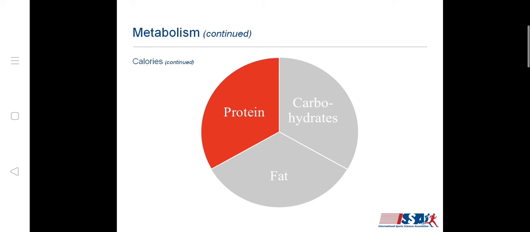Protein is made up of long chains of amino acids that contain nitrogen. The calories coming from protein are used for maintenance, repair, and growth of new tissues and organs.